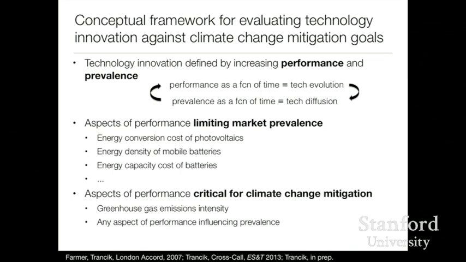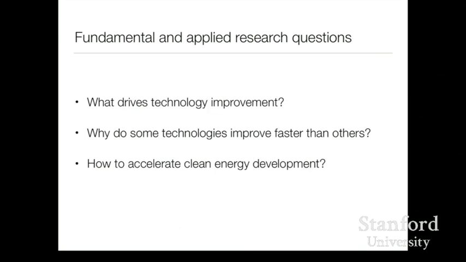And then if we think about what aspects of performance we care about in evaluating technologies and innovation against climate change mitigation, really any aspect of performance influencing prevalence is important, and then the greenhouse gas emissions intensity of these technologies. So this is an overall framework for how we can evaluate technologies against climate change mitigation goals. That describes what I use in a lot of the work that I'm doing.